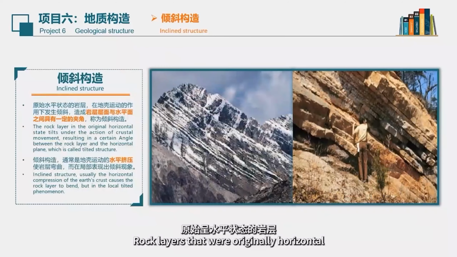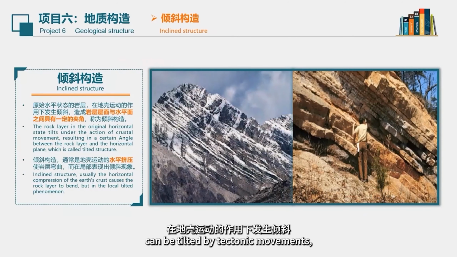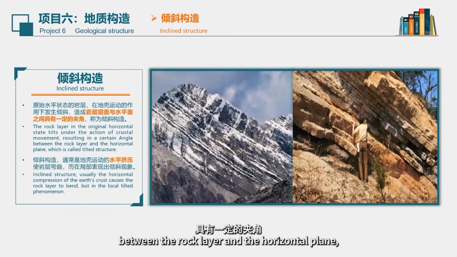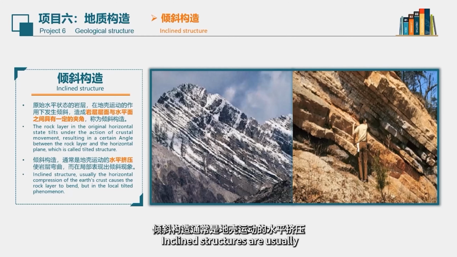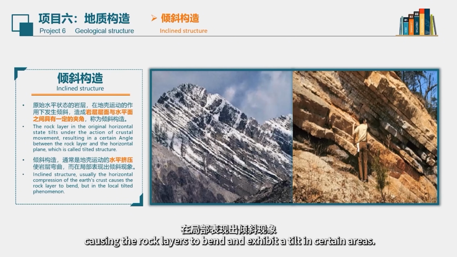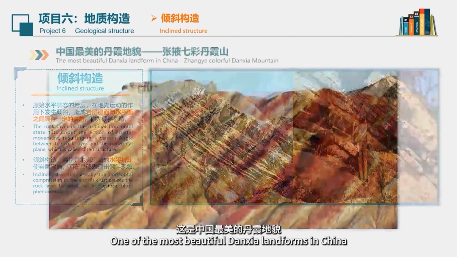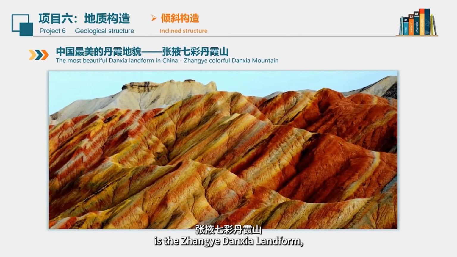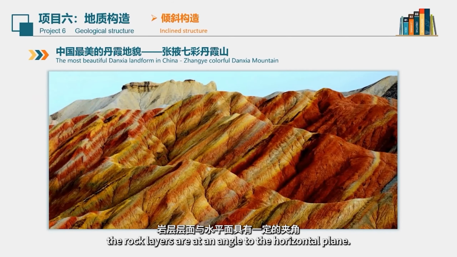Rock layers that were originally horizontal can be tilted by tectonic movements, creating an angle between the rock layer and the horizontal plane, which is known as an inclined structure. Inclined structures are usually the result of horizontal compression from tectonic movements, causing the rock layers to bend and exhibit a tilt in certain areas. One of the most beautiful Danxia landforms in China is the Zhangye Danxia landform, where it's clearly visible that the rock layers are at an angle to the horizontal plane.